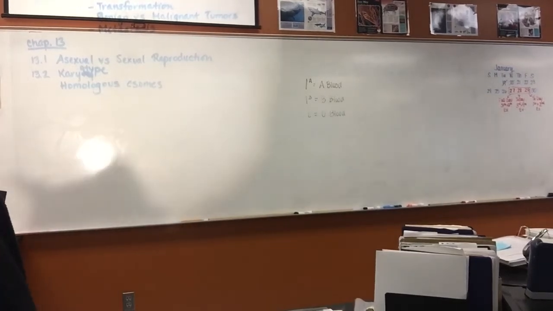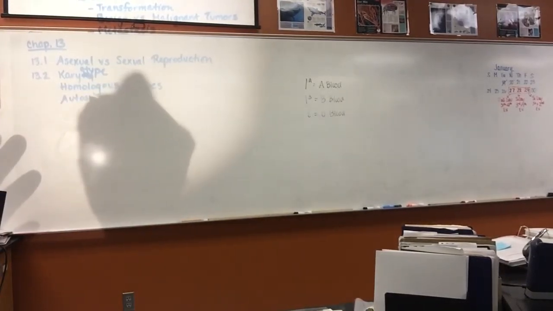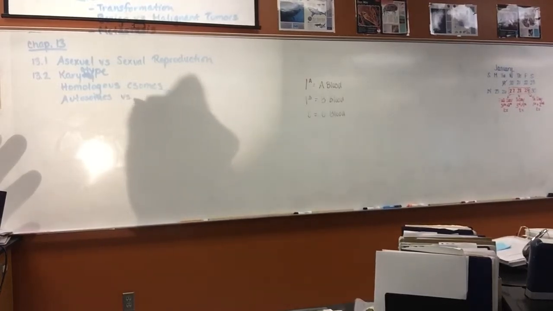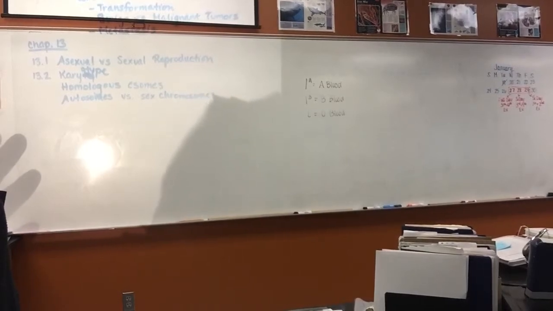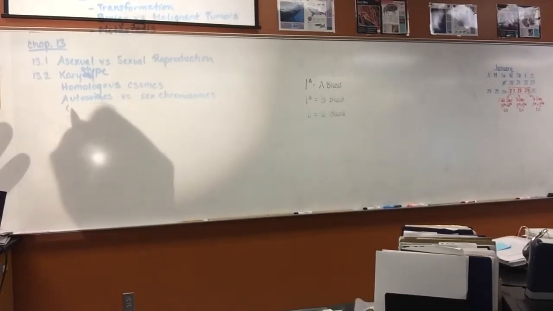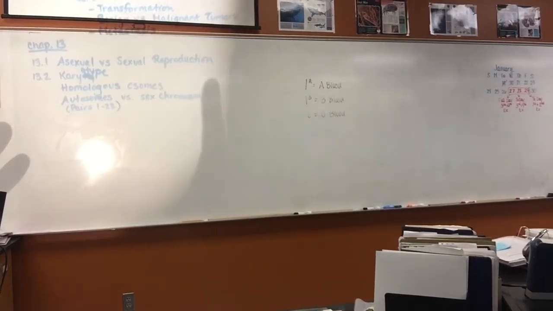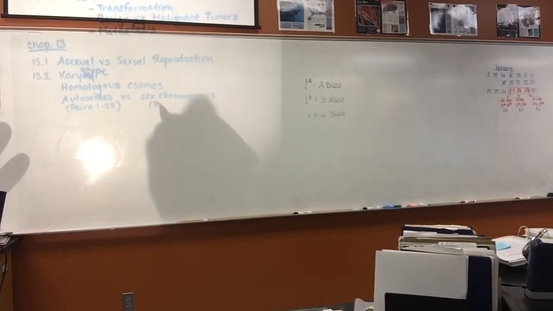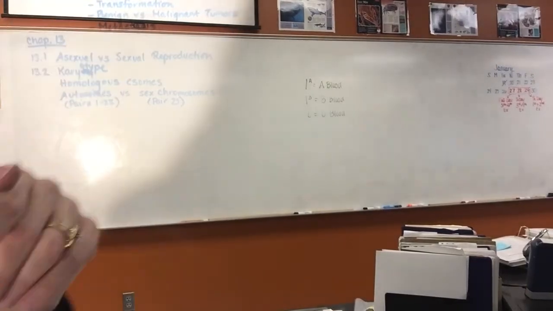Okay, so when we're talking about chromosomes, there are 2 different kinds of chromosomes: autosomes versus sex chromosomes. Autosomes are all your chromosomes that don't determine gender. So in humans, as an example, that would be pairs 1 through 22. Pairs 1 through 22 have nothing to do with determining sex. The sex chromosomes in humans would be pair 23. And remember, in humans, we have XX or XY, and XY is male, right? Okay.